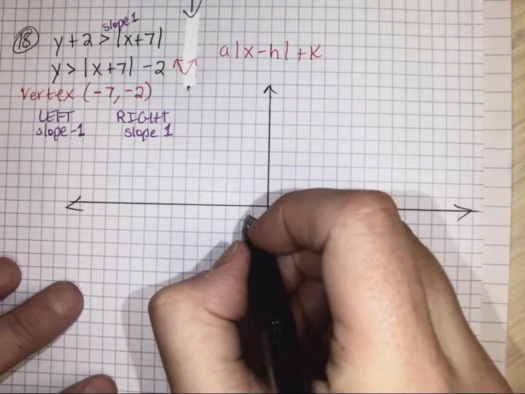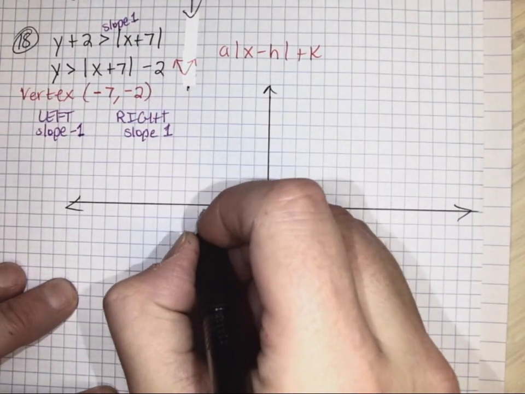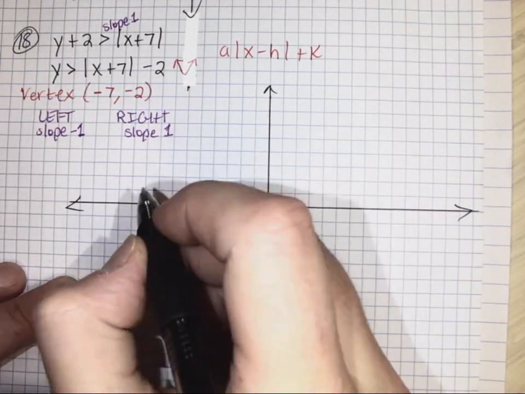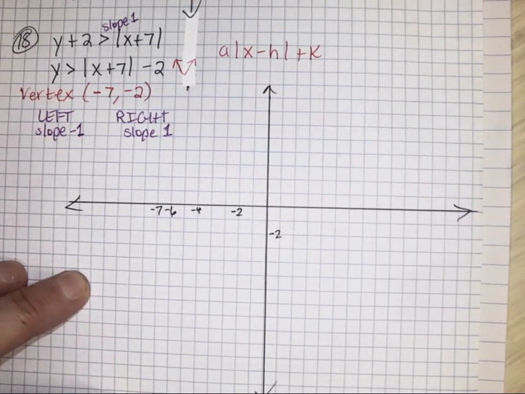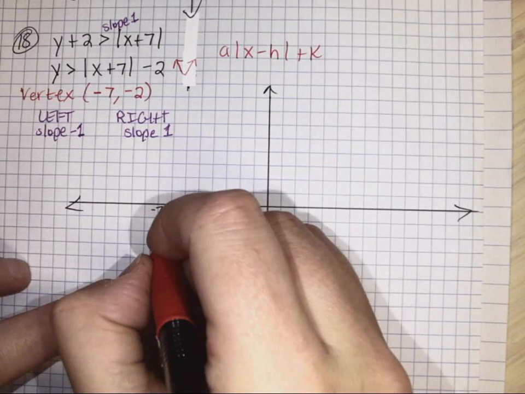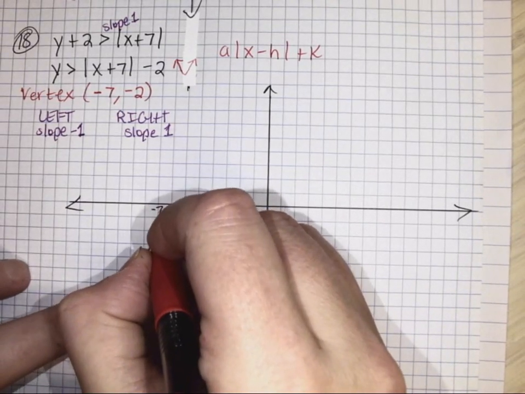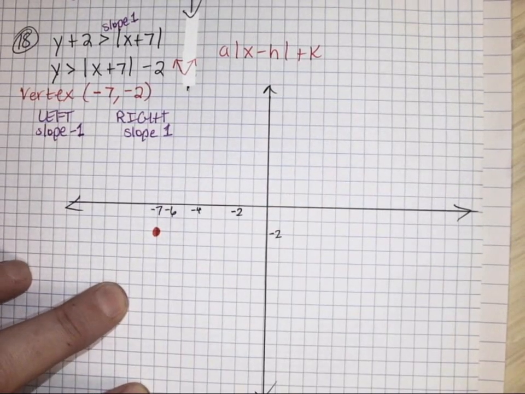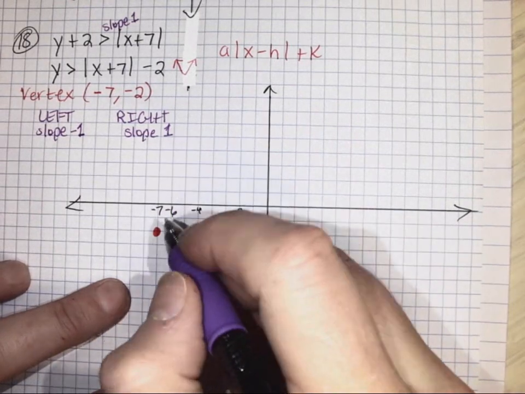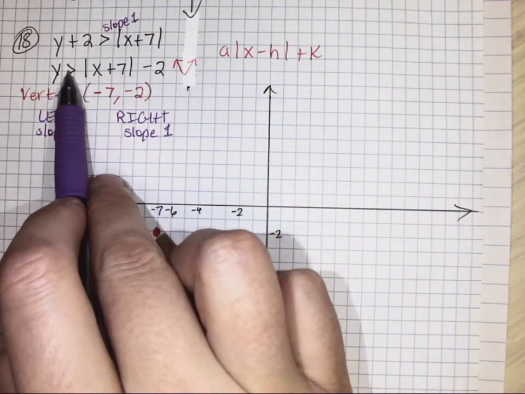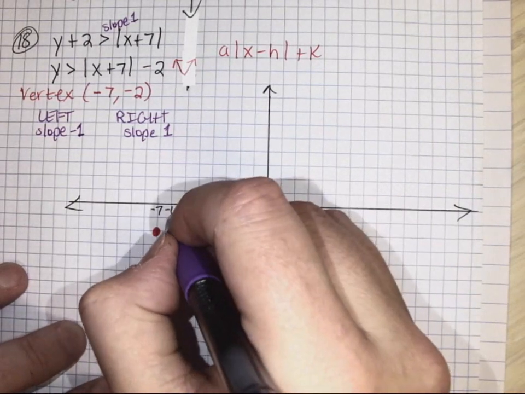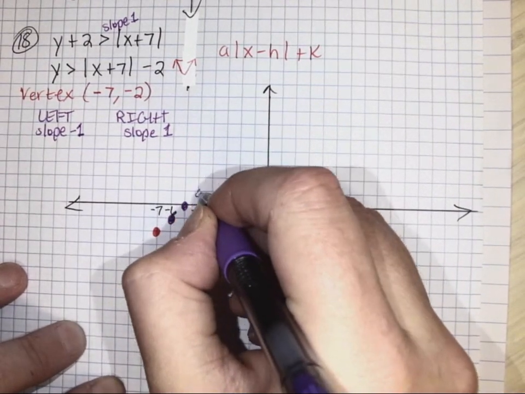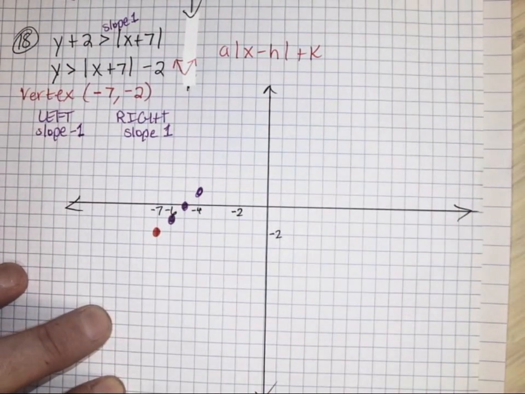Okay, so -7 would be here, and -2. So plot your vertex, -7, -2. Use the slope to the right of +1. It should be upright because this coefficient in front is positive. So I'm going to go up 1 to the right 1.